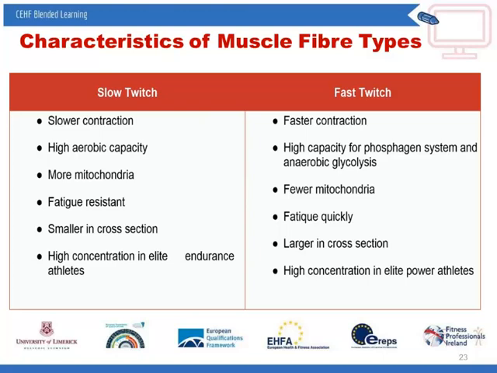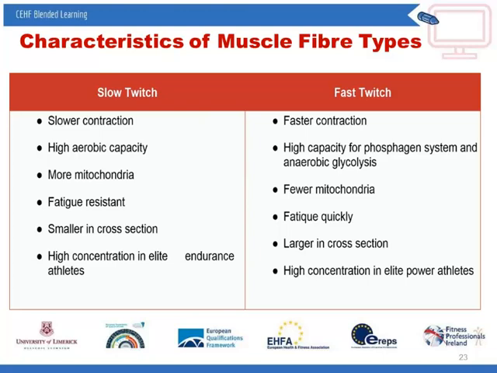They're fatigue resistant, they don't tire. They're smaller in cross-section. If you were to take one single muscle fibre and cut it across the diameter and look at it under a microscope, you would find that it was quite small and quite narrow. These type of fibres, the slow twitch fibres, are in a high concentration in elite endurance athletes.